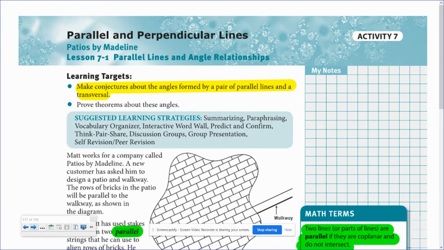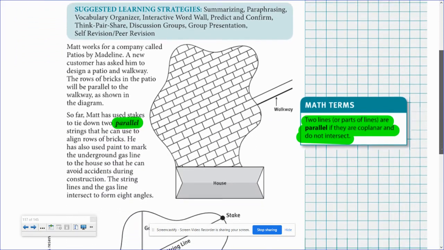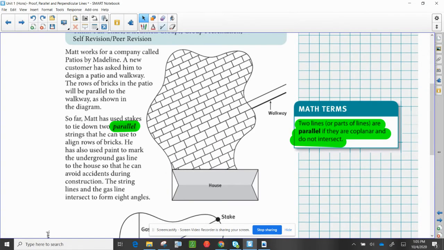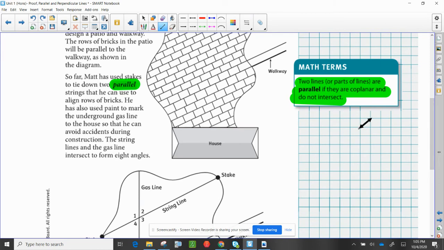So today we're going to be making conjectures about angles that are formed by a pair of parallel lines and a transversal. That leads us to our first new vocab word here, which is parallel. Two lines are parallel if they are coplanar and do not intersect. So let's draw some lines here. Coplanar just means they're in the same plane. And parallel means that they never cross each other.